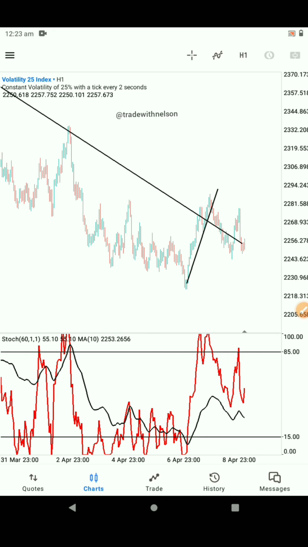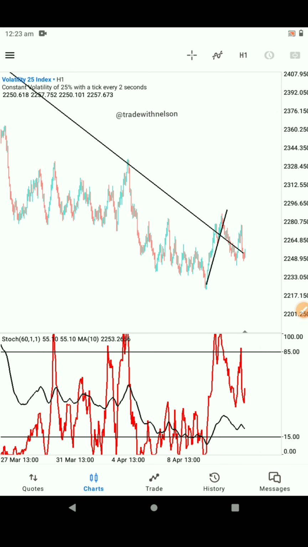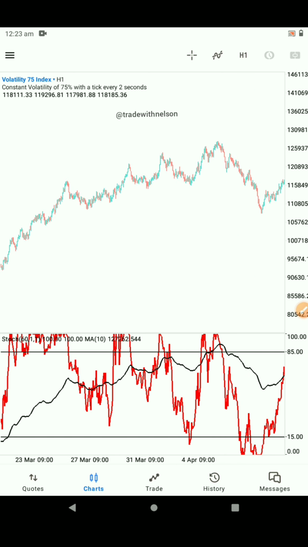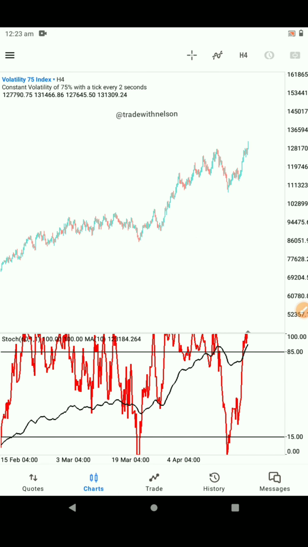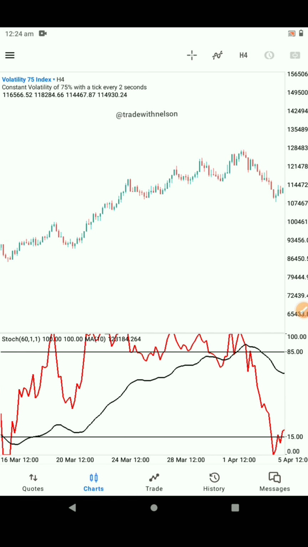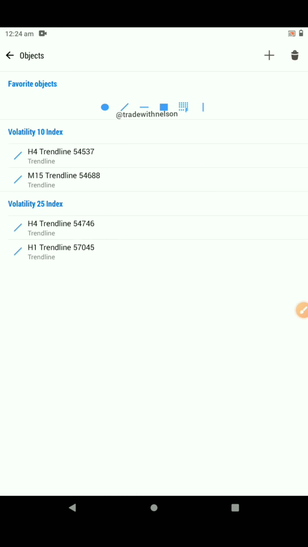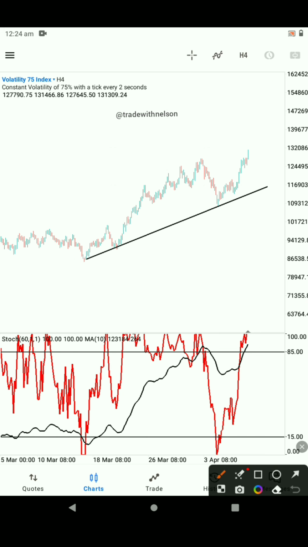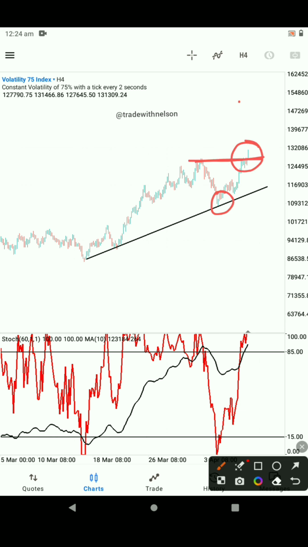So let's look at the volatility 75 for our last example. So this is volatility 75. What do we do? First, we go to our 4-hour time frame. So we want to draw out a very clear trend line. So you can see over here, we have a clear one at this point. First touch, second touch, and we anticipate the third touch to take out this high. We see that this has already played out.